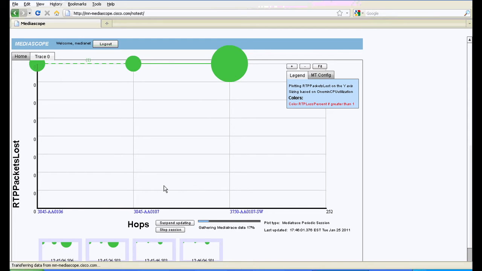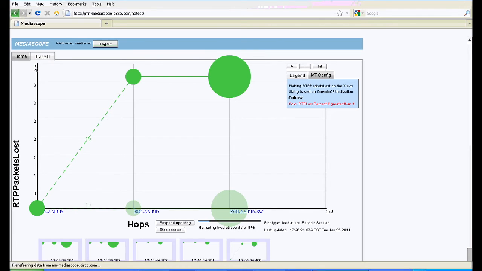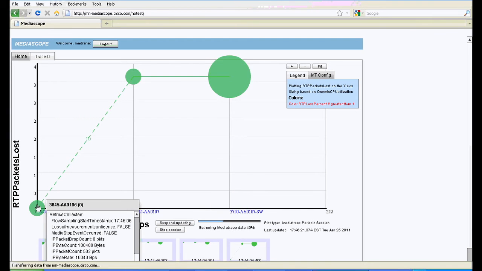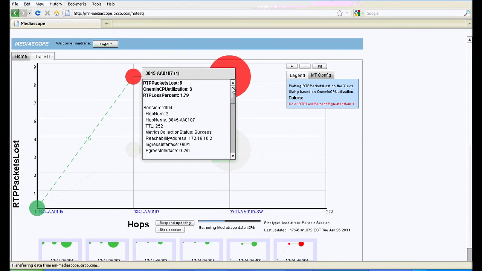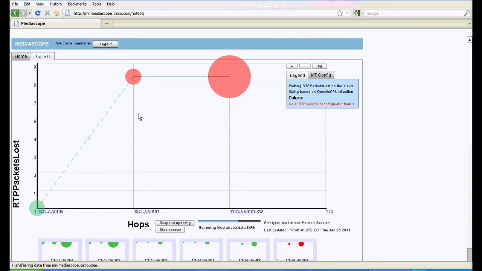In this case, we also have a device inside the network or across the path that does not support mediatrace. This is indicated through this dashed line here. The y-axis tells us we have 0 packets lost, and now we see something happened. Actually, there is something that occurred between the first hop and the second mediatrace hop, the third hop, basically along the network path. We see this sudden jump, and it jumped further still. Now the node is colored red, presumably because the RTP loss percentage has just exceeded 1%. We see that this is indeed the case.